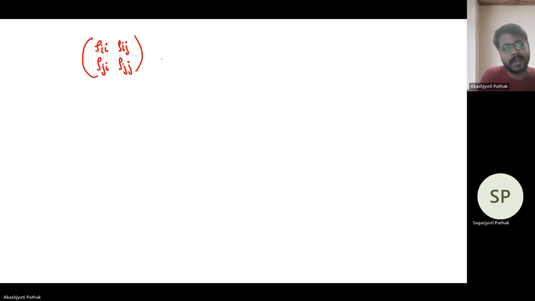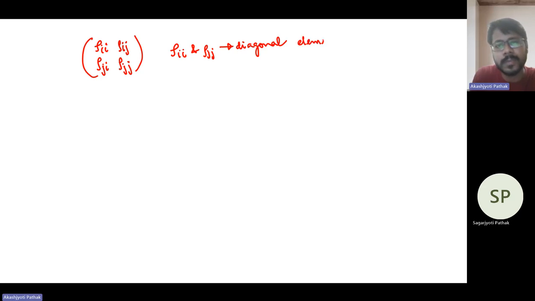So what we saw just now is this: if it is an n cross n matrix, then rho II and rho JJ are the diagonal elements, and rho IJ and rho JI are the off diagonal elements.